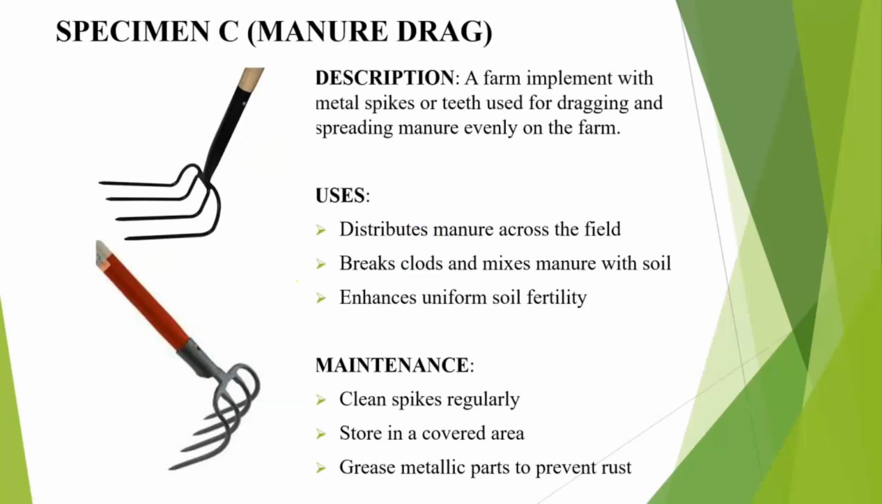Moving on, our third specimen is a manure drag. A manure drag is just like a rake, which most of us might know. That's a rake that is used in a farm. But in this case, the end is longer. So why is it called a manure drag? It's called a manure drag because we use it to spread manure. We use it to drag manure.